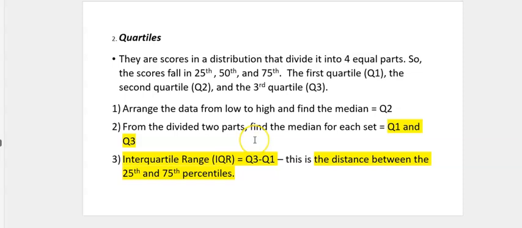And then when we want to know about the range, instead of the minimum and the maximum, you can provide Q1 and Q3. So Q3 minus Q1, we call that the interquartile range. So this distance is between the 25th and the 75th percentile. This is less affected by the extreme scores. You can imagine that when you have different scores, this is Q1, this is Q2, and this is Q3.